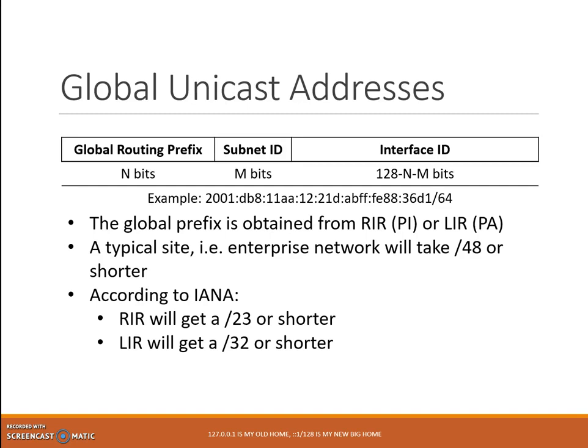And a regional Internet registry will get a /23 or shorter for the global prefix, and a local Internet registry will get a /32 or shorter for global prefix. A shorter prefix means more available address space.